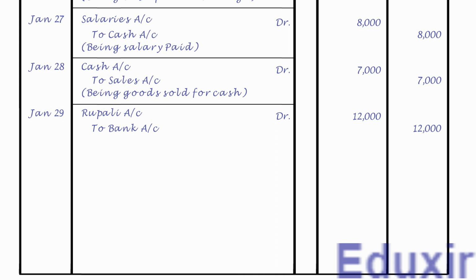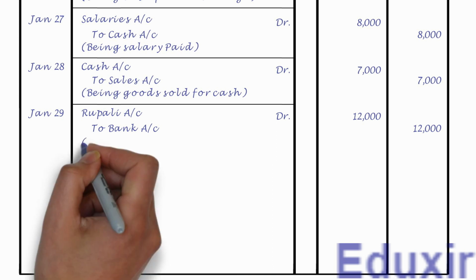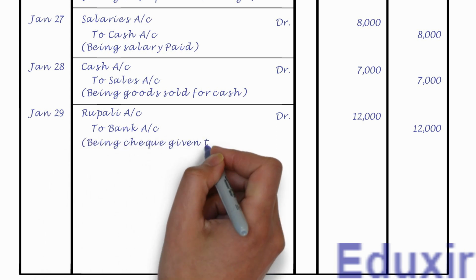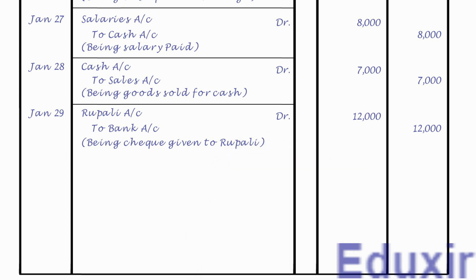Let's now record the narration or description of this transaction, that is, being check given to Rupali. Let's now draw a line to mark the completion of journalizing of this transaction. That completes the journalizing of this transaction. Let us now take up the next transaction.